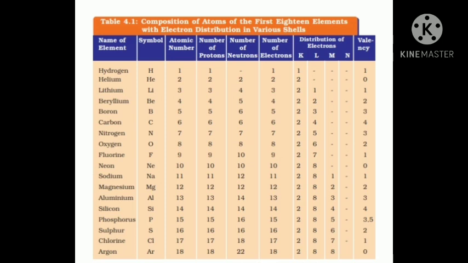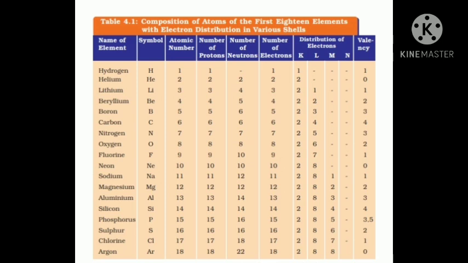One more thing you have to remember, that is how to find out the valency. Number of electrons in the outermost shell is called valence electrons, and the shell is called valence shell. I repeat, the electrons present in the outermost shell are called valence electrons and the shell is called valence shell. How to find out the valency?